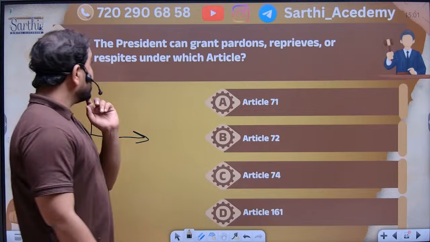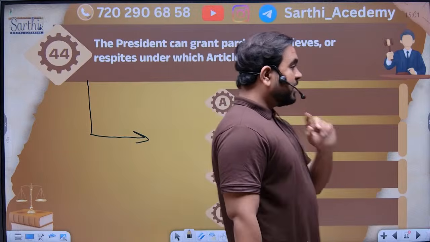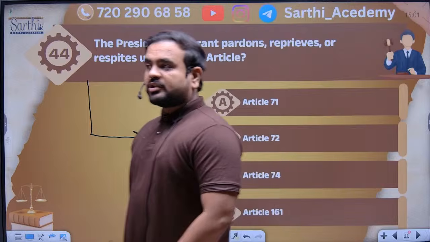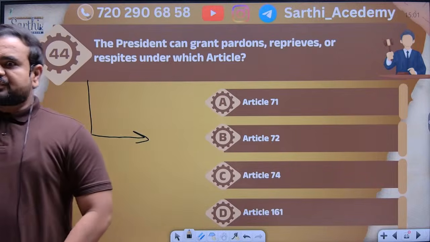Please give an answer. The president can grant pardon, reprieve, respite, commutation is also there. So it is provided by which article?